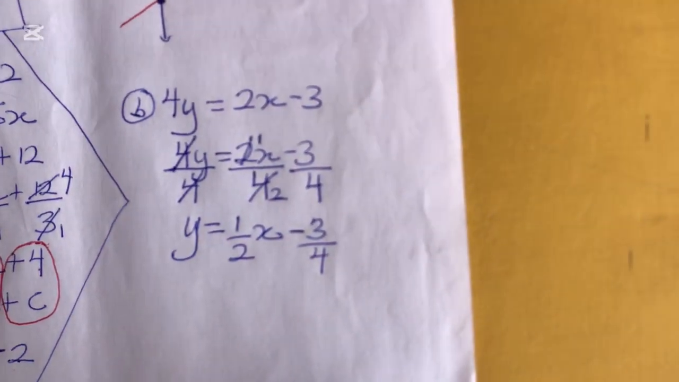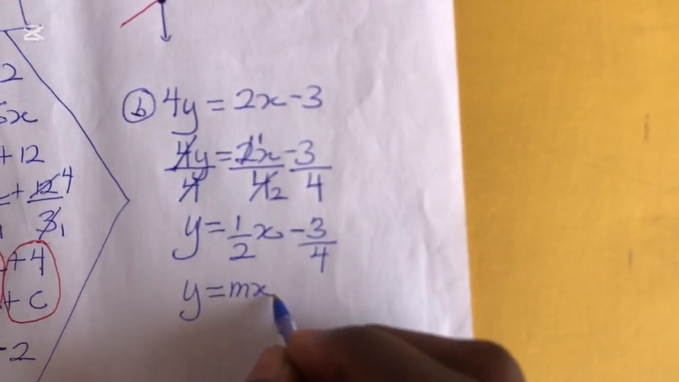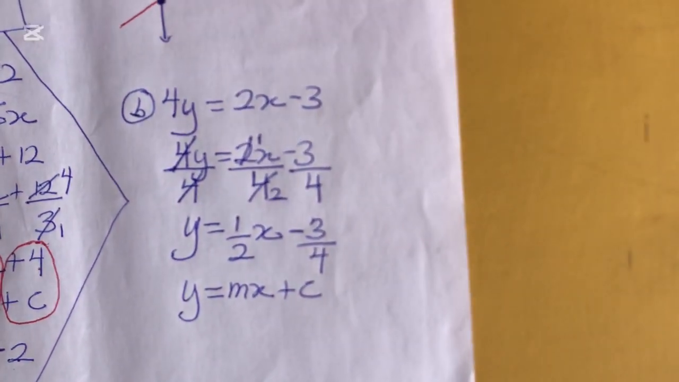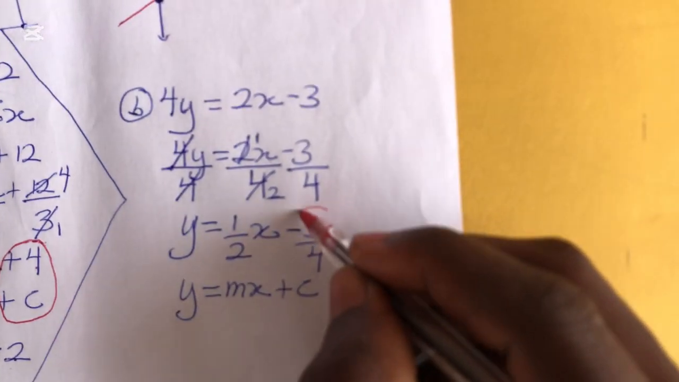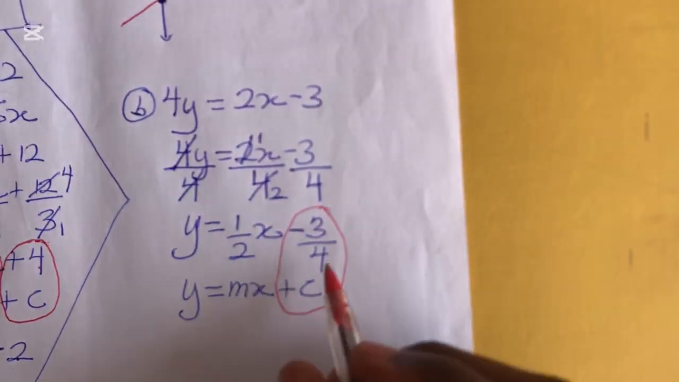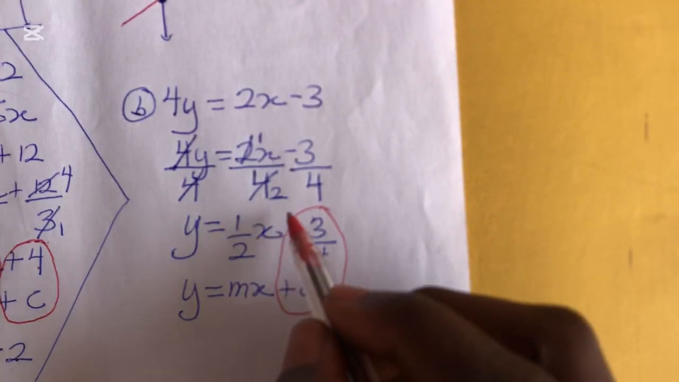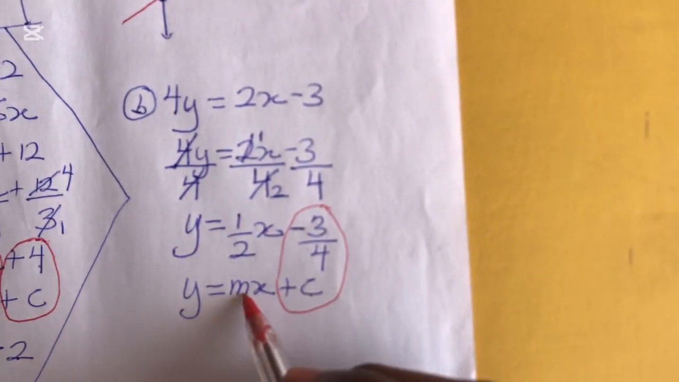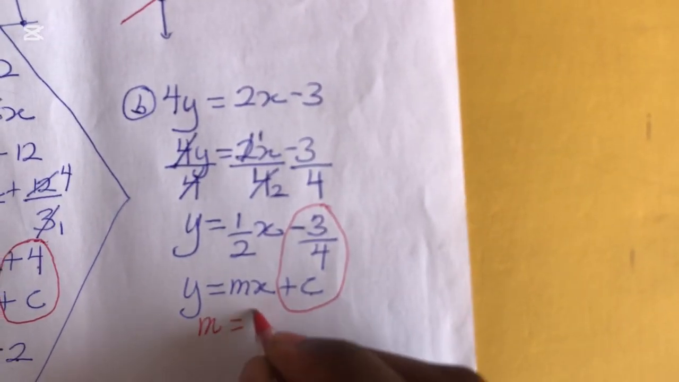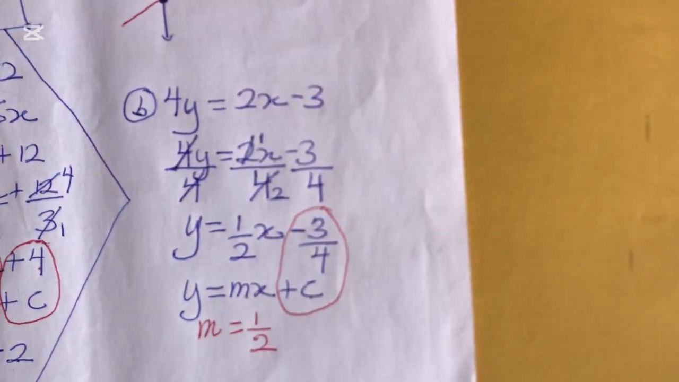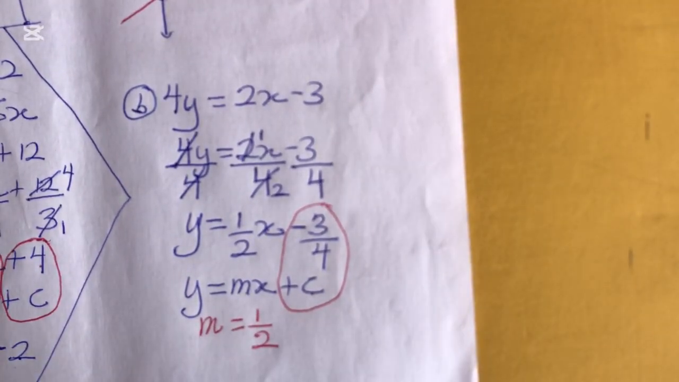So what happens? Now we are going to compare. y is equal to mx plus what? c. Are you getting it? So if we have this, then it means that the c is equal to what? Minus 3 over 4, right? And then the x is this, but the m, it is what? 1 over 2. So our answer is what? m is equal to what? 1 over 2. I hope it makes sense to us. Great. Let's take the next question.